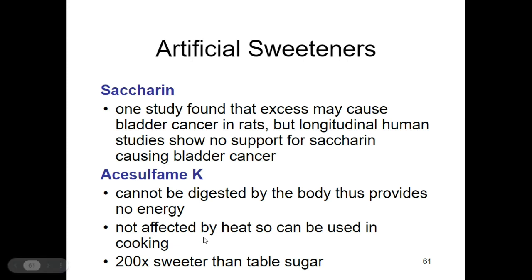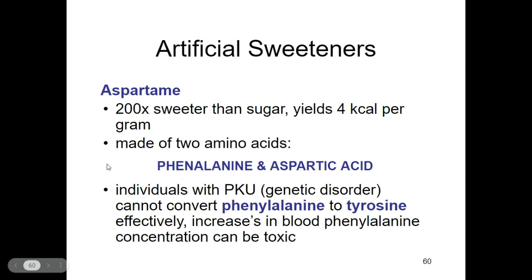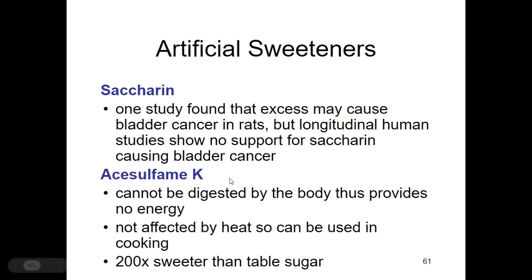Acesulfame potassium is another artificial sweetener that cannot be digested by the body, thus it provides zero calories. This is not affected by heat so it can be used in cooking. And it's 200 times sweeter than table sugar. Okay? Acesulfame K is better than aspartame because aspartame, if you cook or heat it, becomes bitter. This one doesn't have that characteristic.